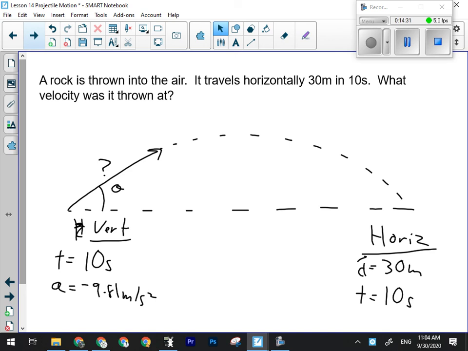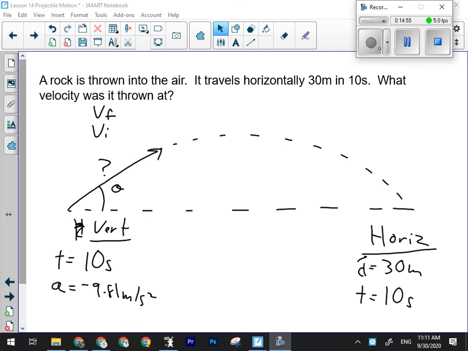Algebra trick, and it has to do with VF and VI vertical. The launching height and the landing height are the same for this question. So think about what that means for these two numbers.